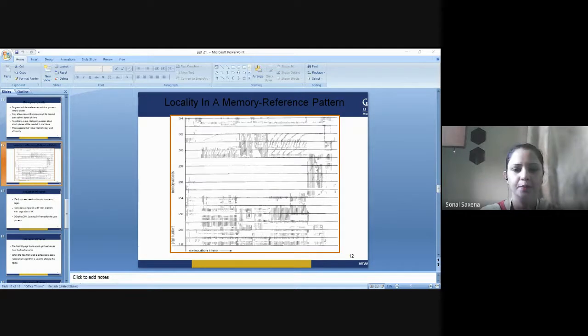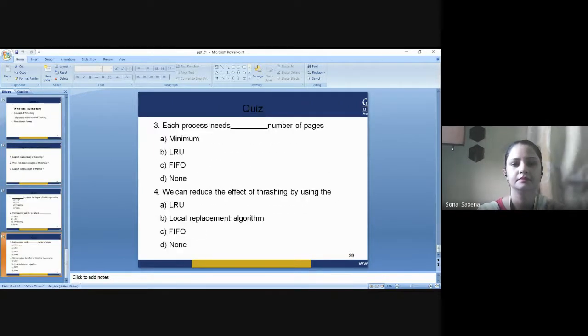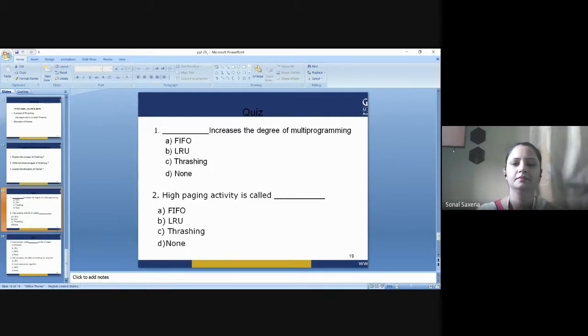So now I hope that in today's lecture everything is clear to all of you. So let us move on to the MCQ part and understand what you have gained in this. So these are question numbers 1 and 2 that you need to answer. Quickly go through it and try to answer.